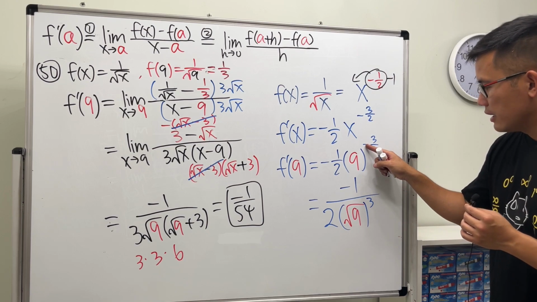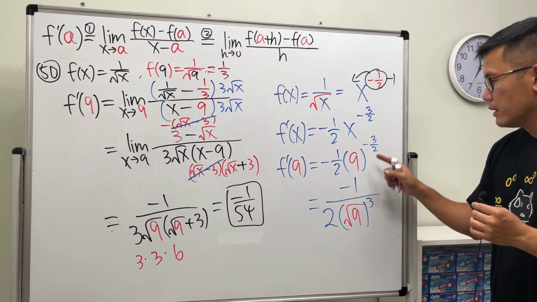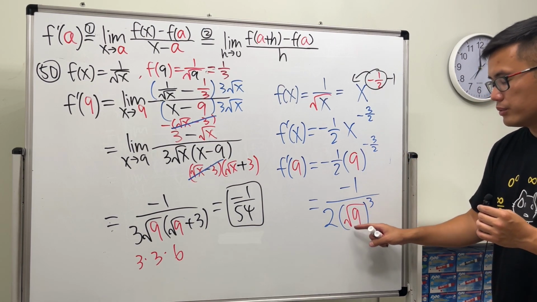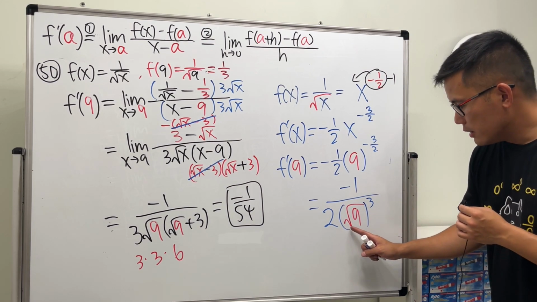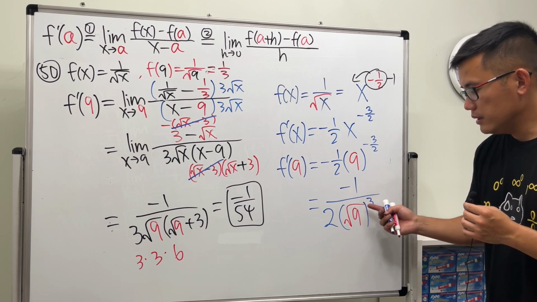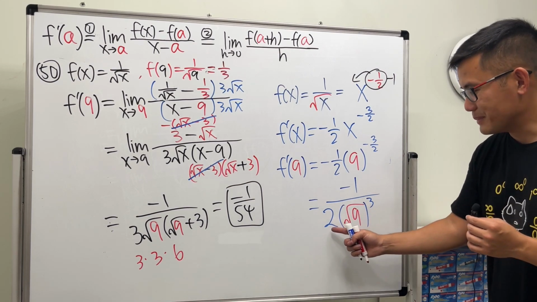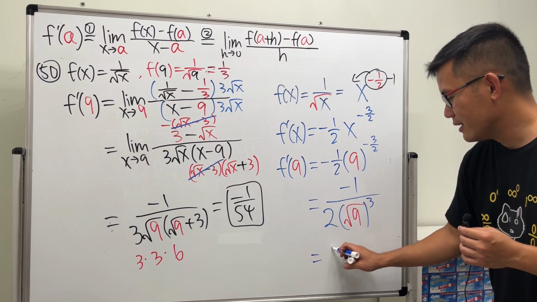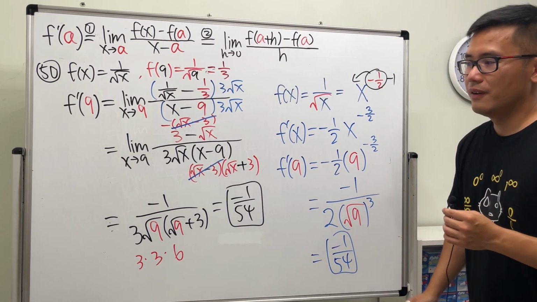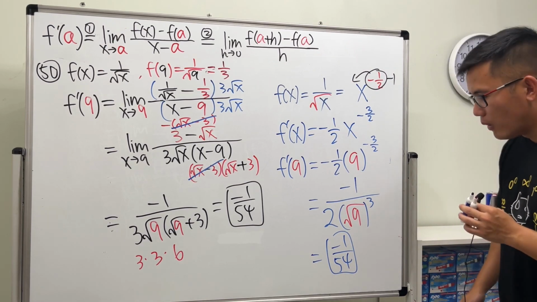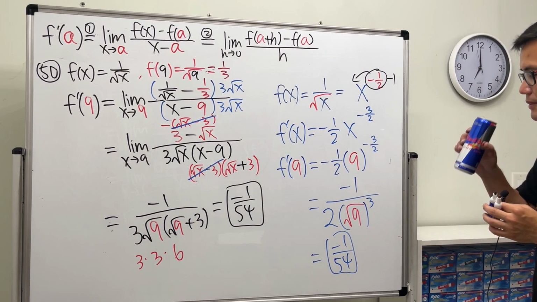Again, this negative, bring this down to the bottom. The over 2 power change to the square root. And then the third power stays. And you see, square root of 9 is 3. 3 to the third power is 27. Times 2 is 54. And that's on the bottom. All in all, negative 1 over 54. How cool is that, huh?